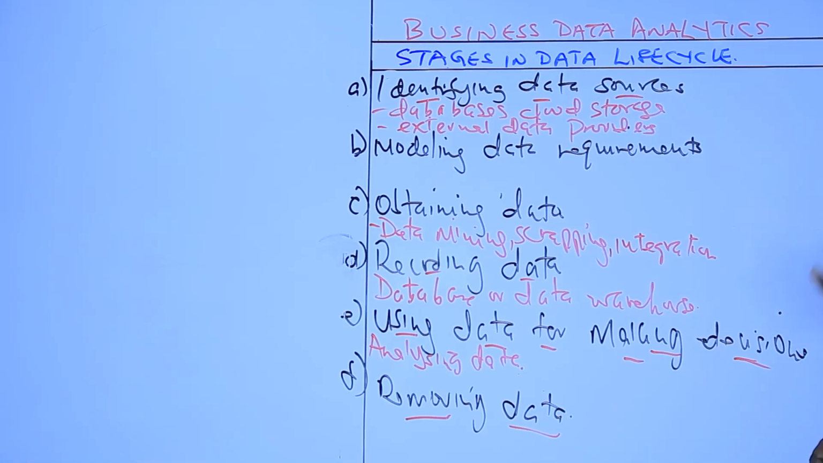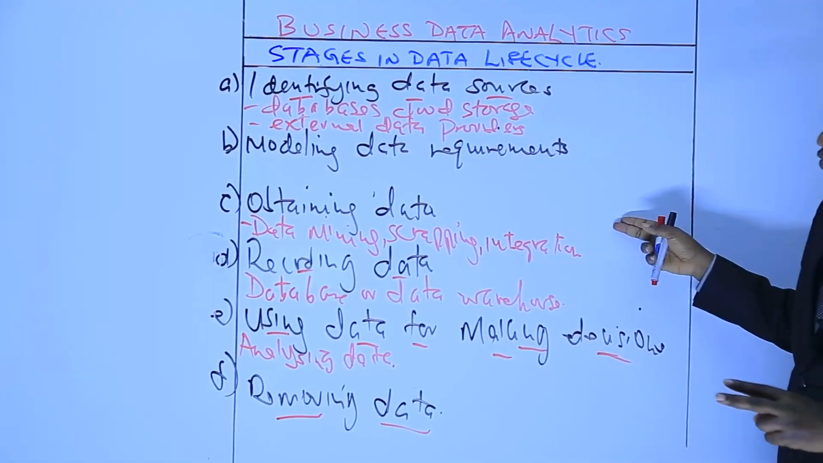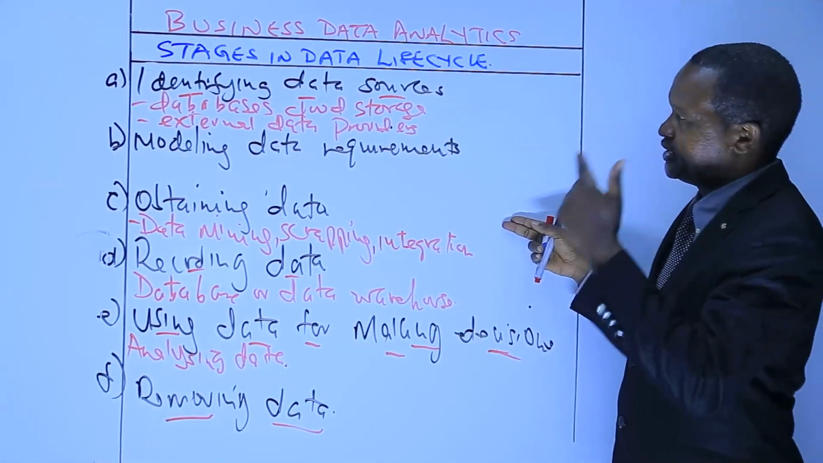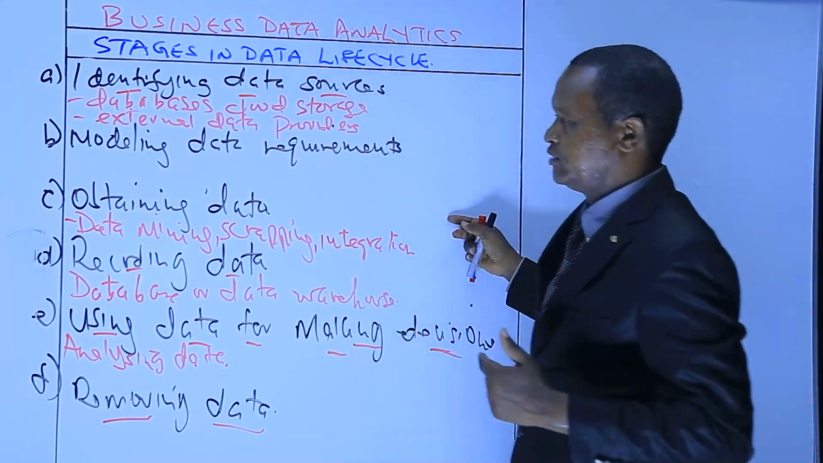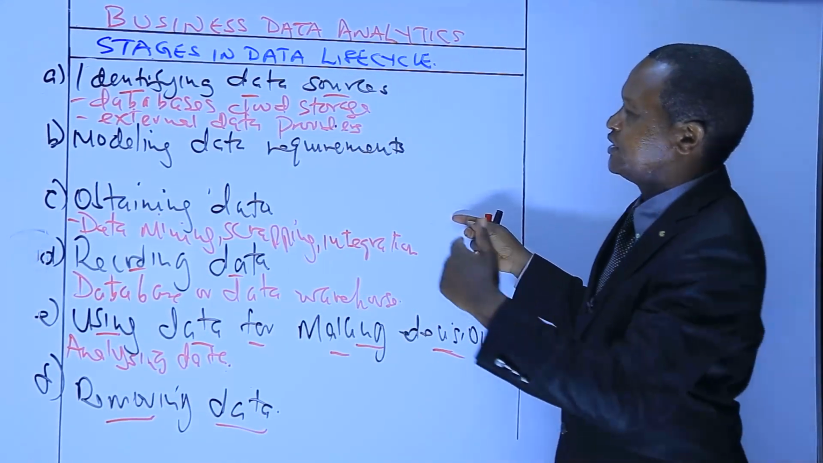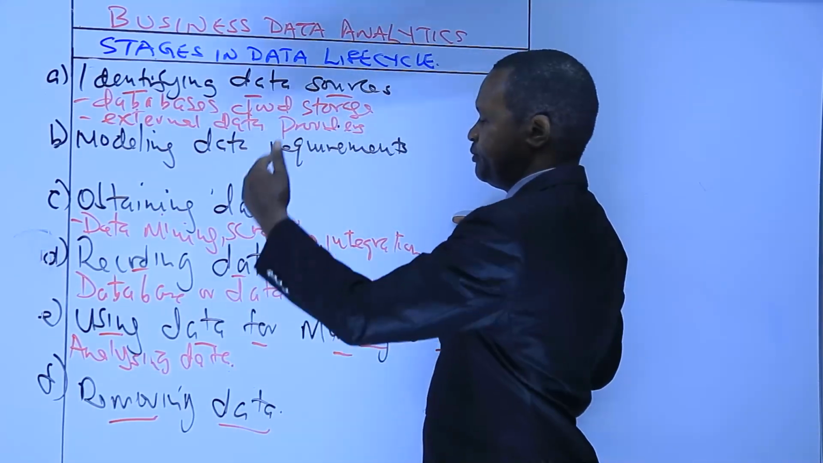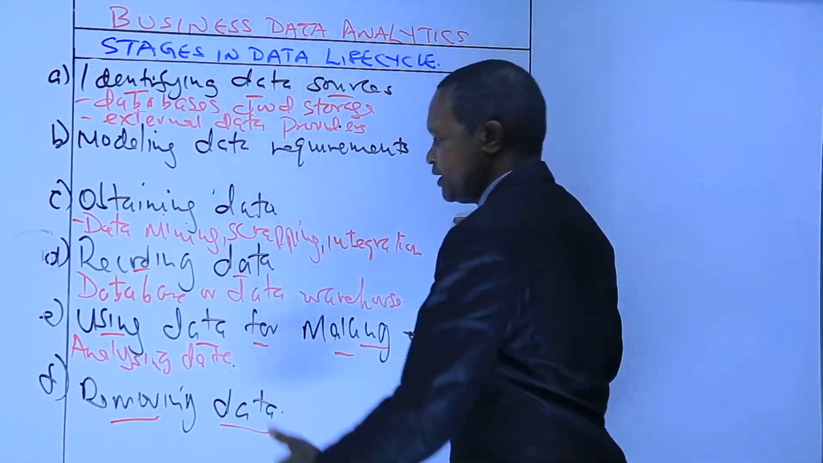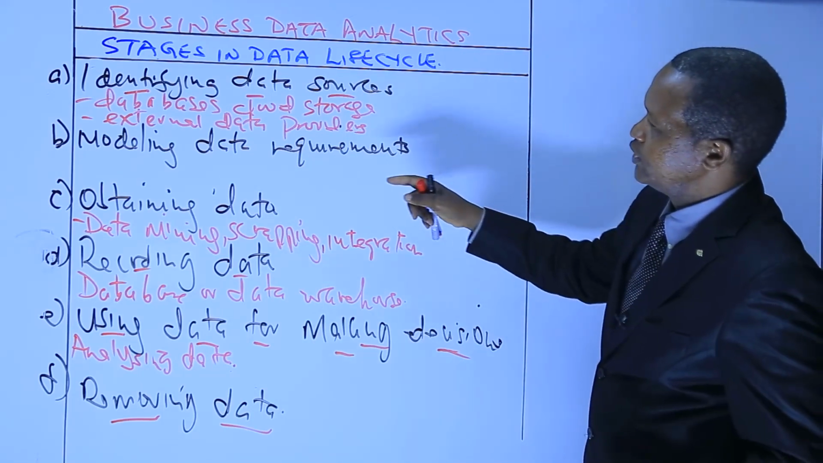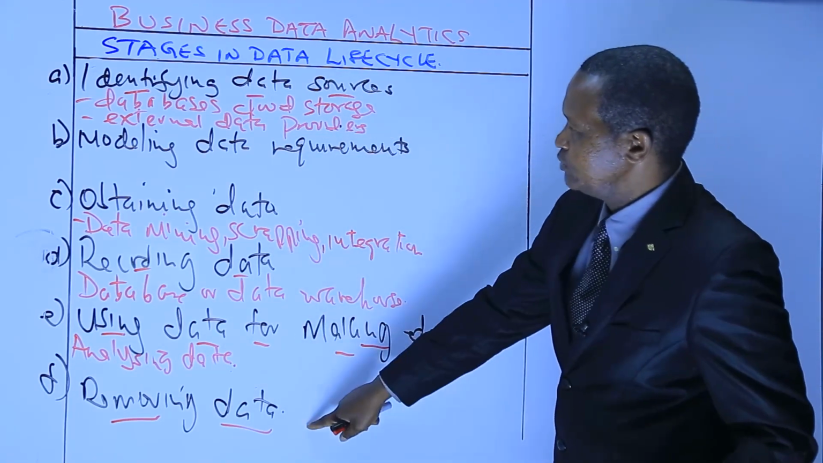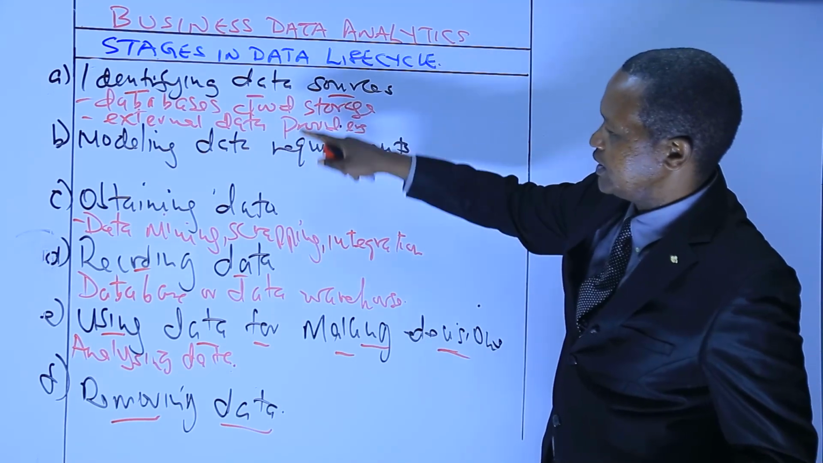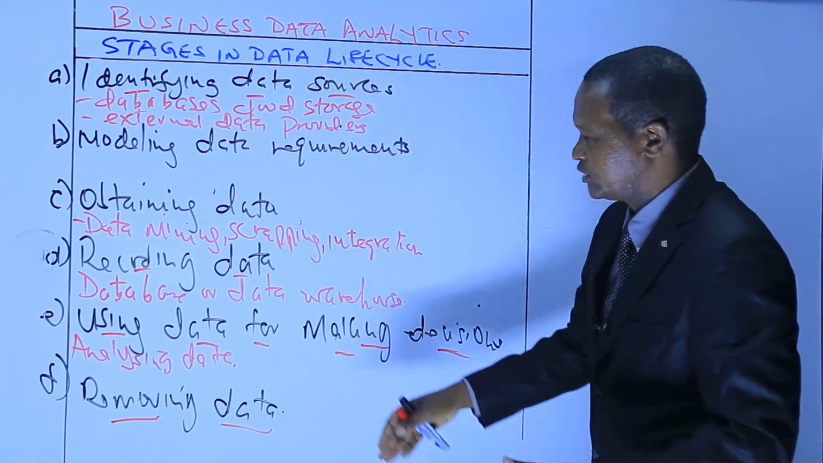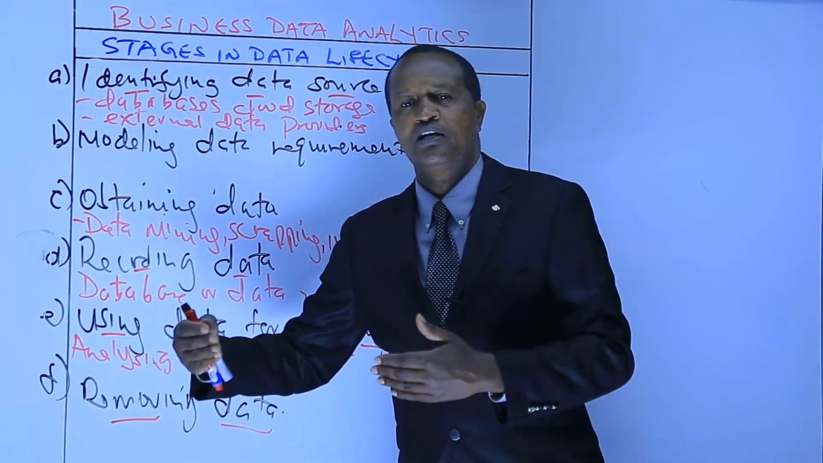I've made 2 important notes in relation to the data life cycle. Number 1, I've said that the stages do not take a linear motion, all right? These processes can happen simultaneously. At the point of modeling data, data can be removed. At the point of identifying data, data can be analyzed. So it does not follow a linear progression.